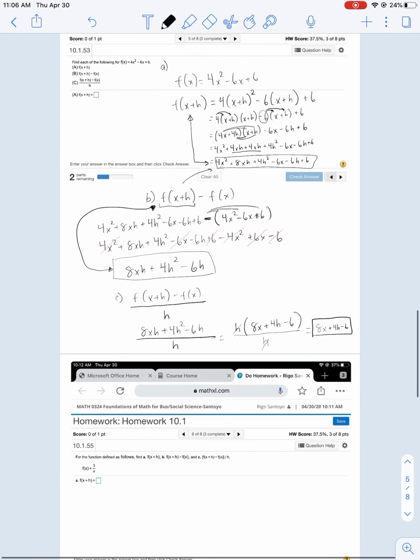So a very nice example. This is definitely looked at quite a bit in a calculus class as well. So a good example to look at.